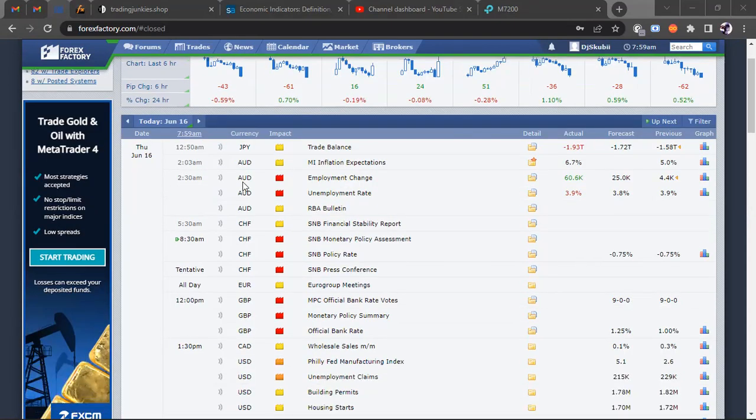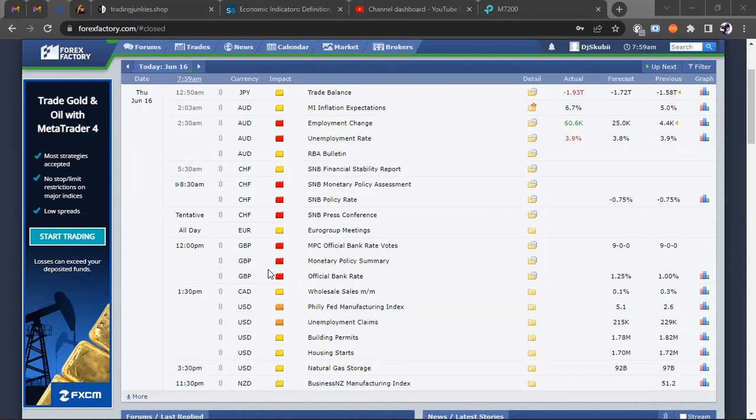News-wise, we had news on AUD at night, 2:30 a.m. Then now we have CHF by 8:30, but I wouldn't really hold this key because I don't really care about CHF. Then we have GBP by 12 p.m. and GBP is already a volatile pair, so this is going to add a whole lot of volatility to GBP. Then the official bank rate, this is basically interest rate, and then the monetary policy summary, this is a speech. So you guys should just watch out for this. It's going to be a hard one.